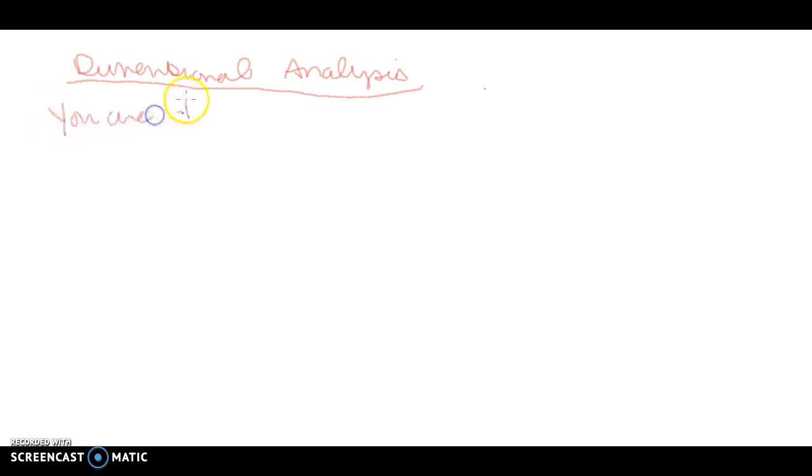Okay, so in order to do dimensional analysis, remember the idea is that you're going to multiply everything by something equivalent to 1 to get what you want. Say that a problem says you are traveling 50 miles per hour. How many feet per second is that?